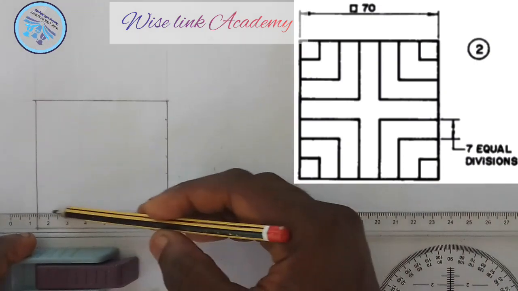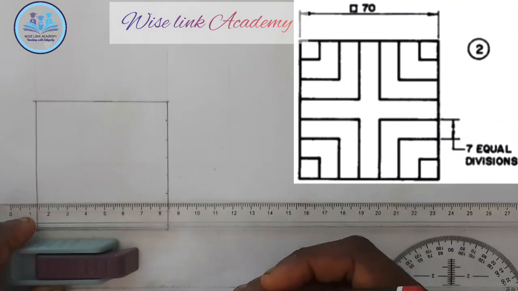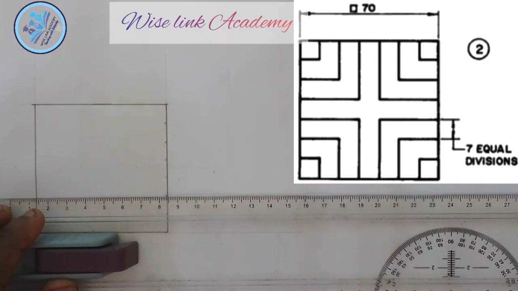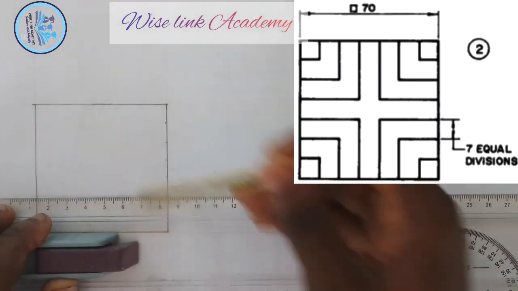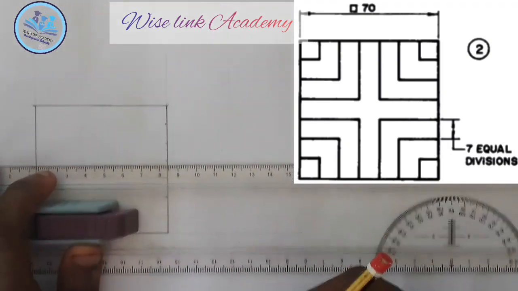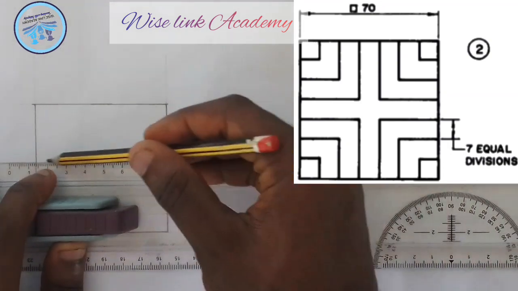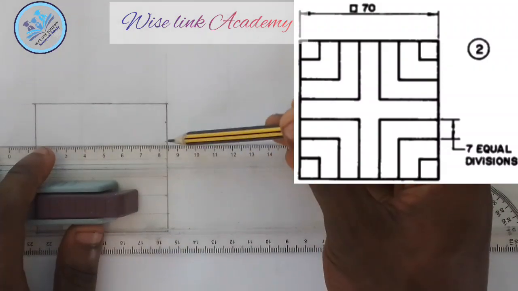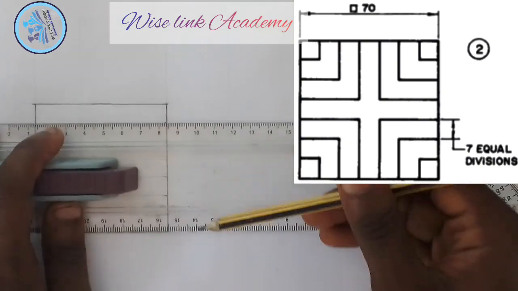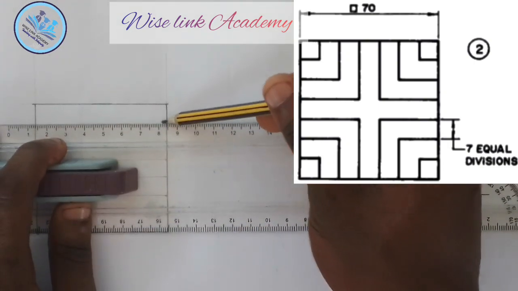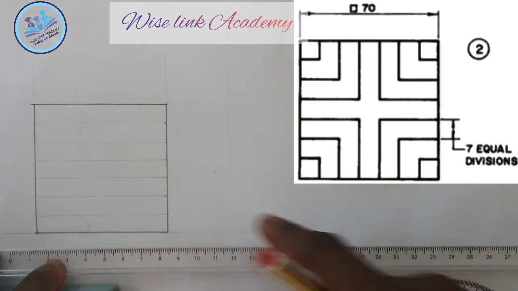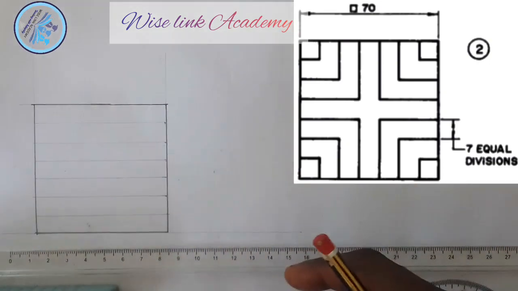Draw your horizontal line. 1, right? Coming. Next up, 2. Next up, 3. Next up, I have 4. Yes, 4, 5, 6, automatically 7, right? So I have successfully divided this horizontal line into 7 equal parts.